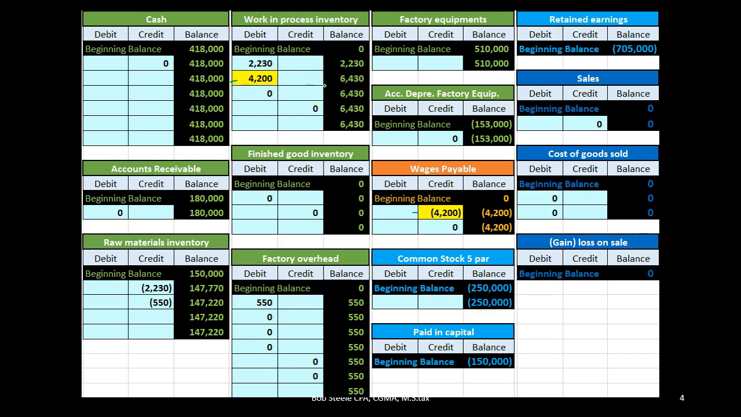And we're also going to have to post that to the job. It's direct. Therefore, we know exactly which jobs were worked on by this 4,200, and we'll be posting to the job sheets as well. The job sheets then, if we add them all up, should add up to the 6,430.